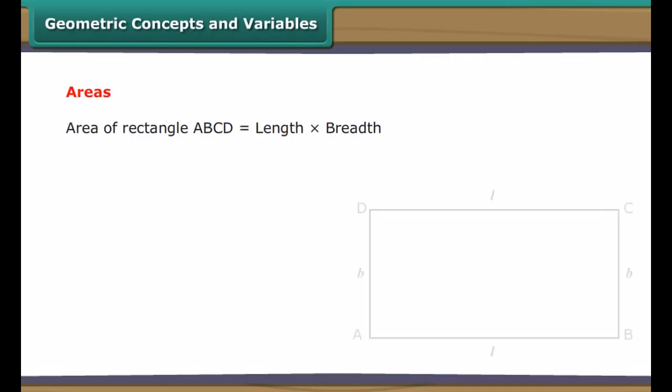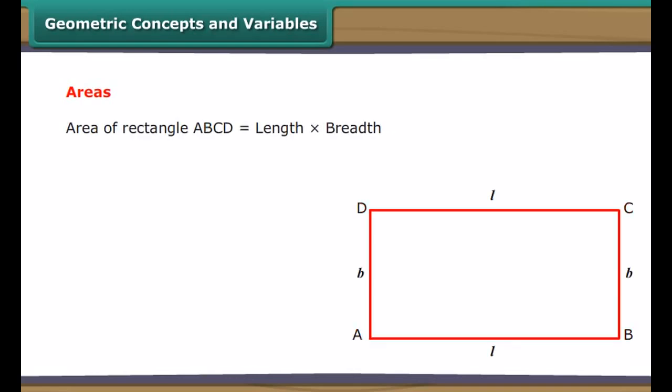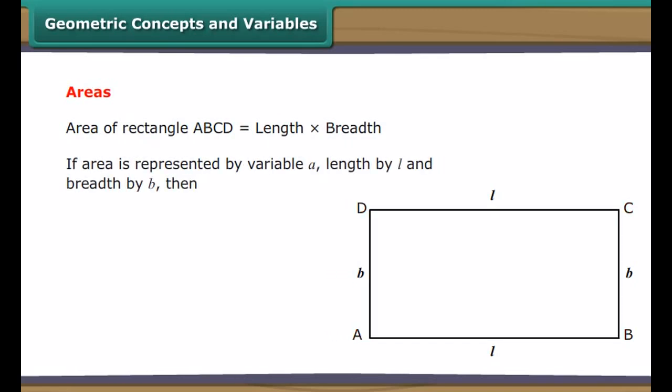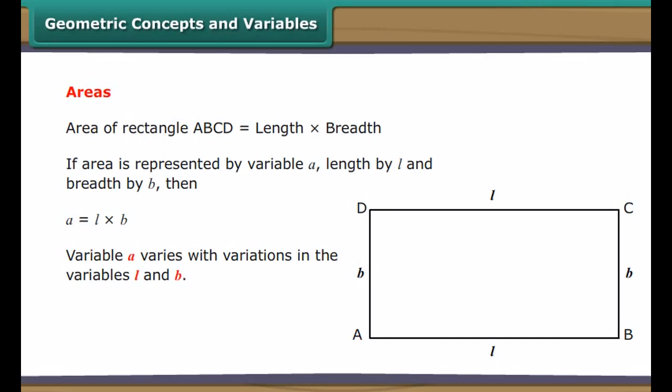Areas. Area of rectangle ABCD is equal to length into breadth. If area is represented by variable A, length by L and breadth by B, then A is equal to L into B. Variable A varies with variations in the variables L and B.